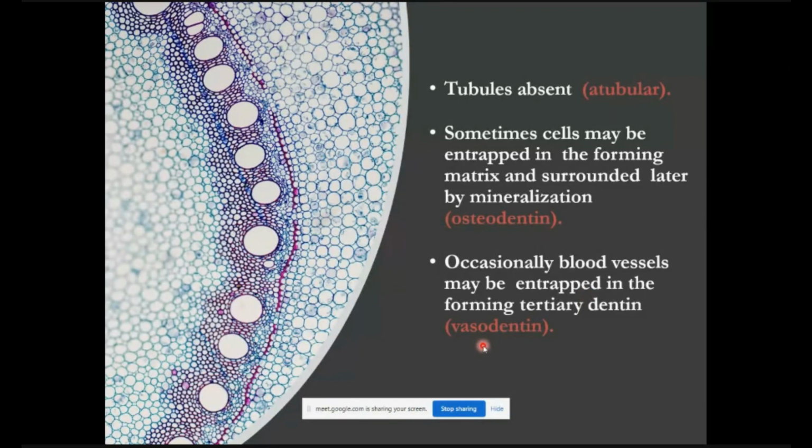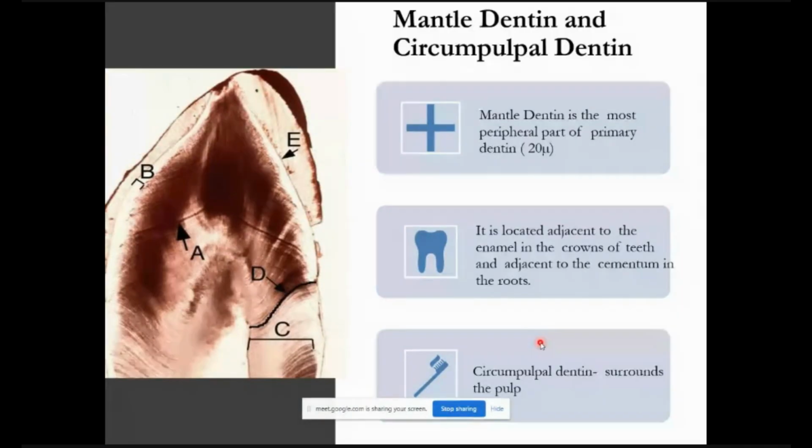Vaso is a terminology used for any vascular supply, all right? So whenever a blood vessel is entrapped, it is called vasodentin. These three are the variations which we could see: absent tubules called atubular, osteodentin when cells become entrapped in the forming matrix, and vasodentin if a blood vessel is entrapped. Okay, and this we already discussed, the mantle dentin and circumpulpal dentin. I just wanted to tell you the thickness of the mantle dentin is about 20 microns.